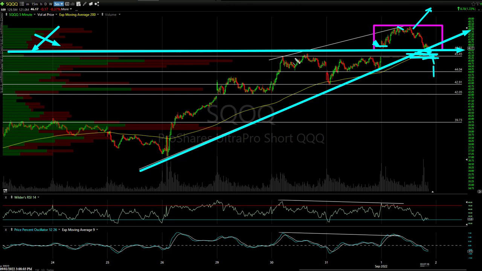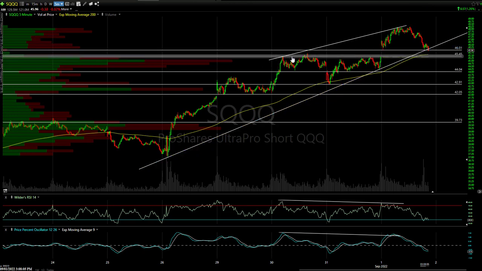So when those stops get hit, it should be a quick move down. Once that gap is taken out, the next support's 40.45. Once we take out that level, it should be a quick swoon down. It could come today in the final hour of trading, which I think it will. It's 3:08 right now as I'm talking, so plenty of time left to see a quick move down there.